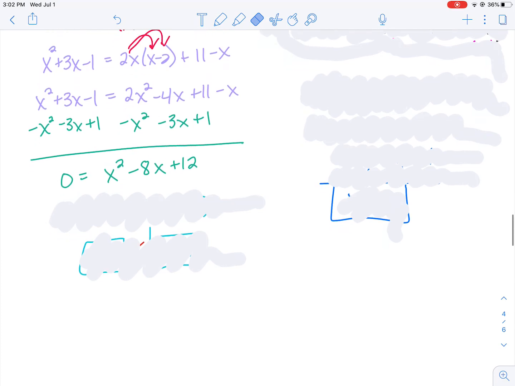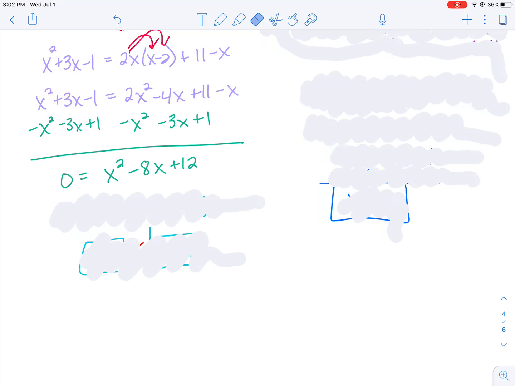When I did that, and I moved everything to the same side of the equal sign and set it equal to 0, I ended up getting x squared minus 8x plus 12. It's a quadratic equation. That's why I moved it over to the same side and set it equal to 0. That way I can solve by factoring.